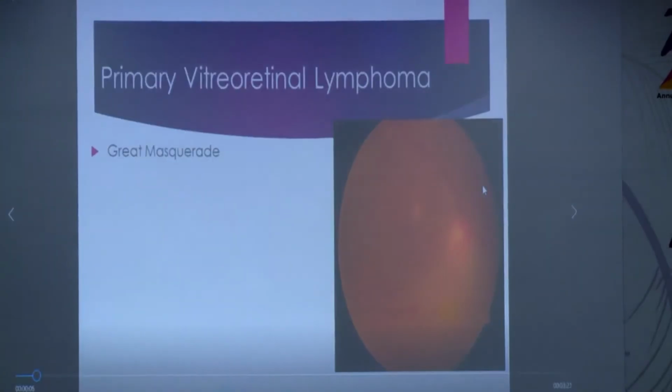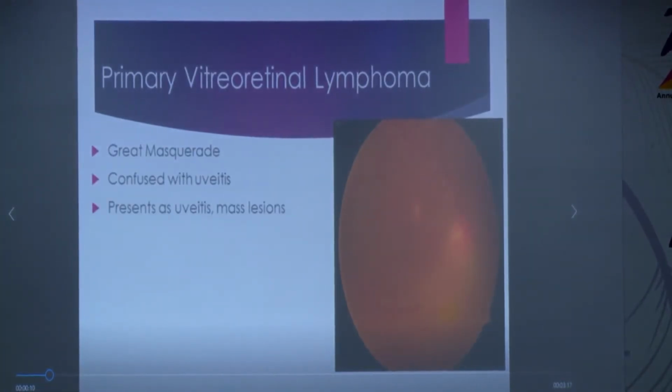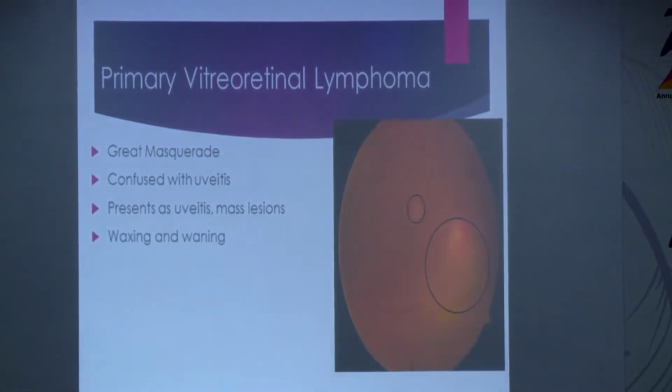Primary vitreoretinal lymphoma is one of the greatest masquerade syndromes. It can present as vitritis, subretinal mass lesion, and other presentations which can mimic uveitis. It appears in waxing and waning phase, thus difficult to diagnose.